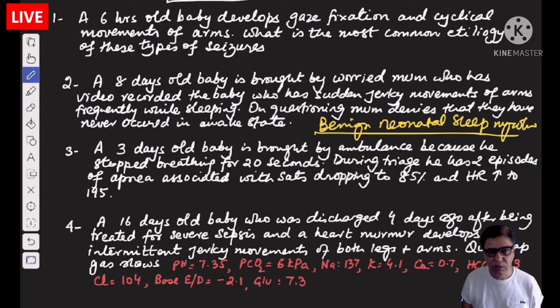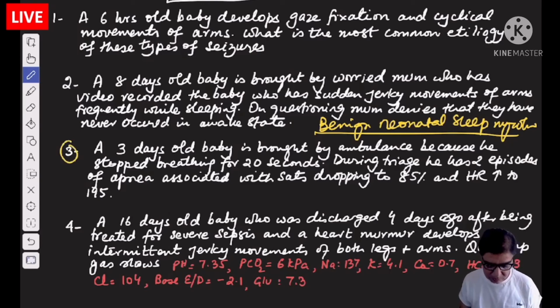Because why? Because this is only happening in sleep. These are jerky rhythmic movements which are occurring in sleep. The mom denies that these movements ever occur during the awake time. And this would be coupled with the fact that your neurological examination would be absolutely normal. There would be nothing wrong with the baby. So the reason here is benign neonatal sleep myoclonus. Let's move on to the third one.